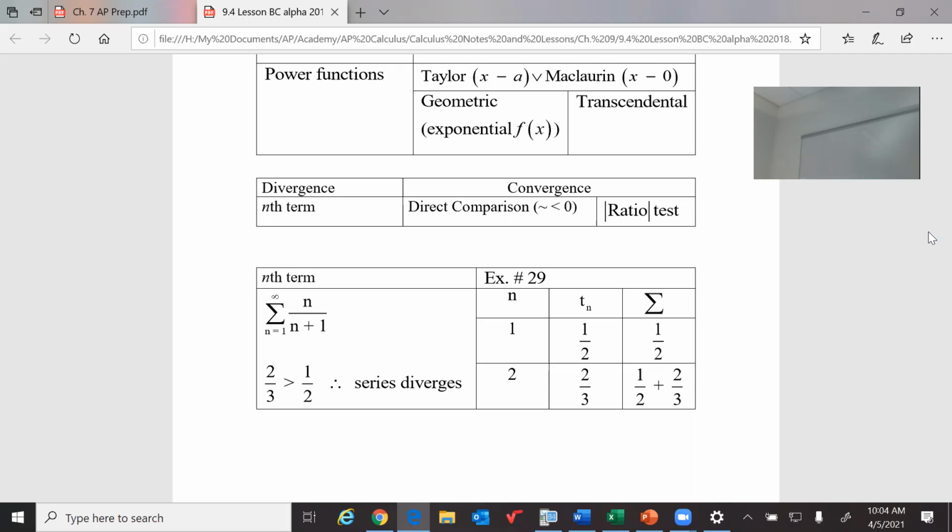So, convergence: direct comparison if you have no negative terms. The ratio test is the bigger deal. That's what we will do tomorrow. And that's how you would solve problem 58 that we showed you to start with.